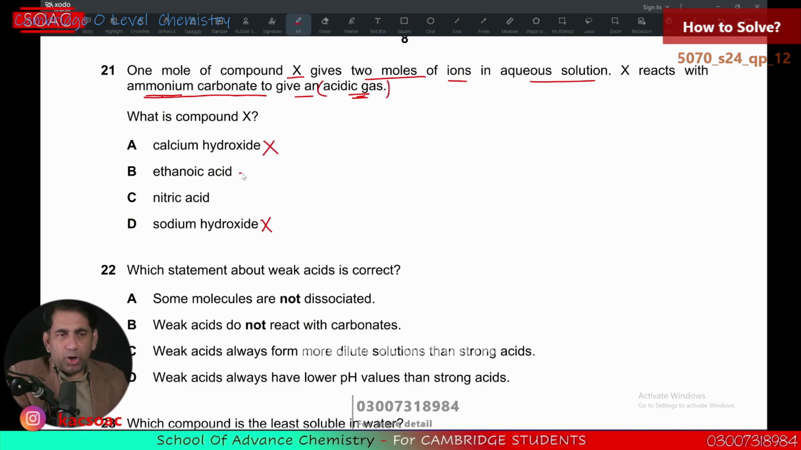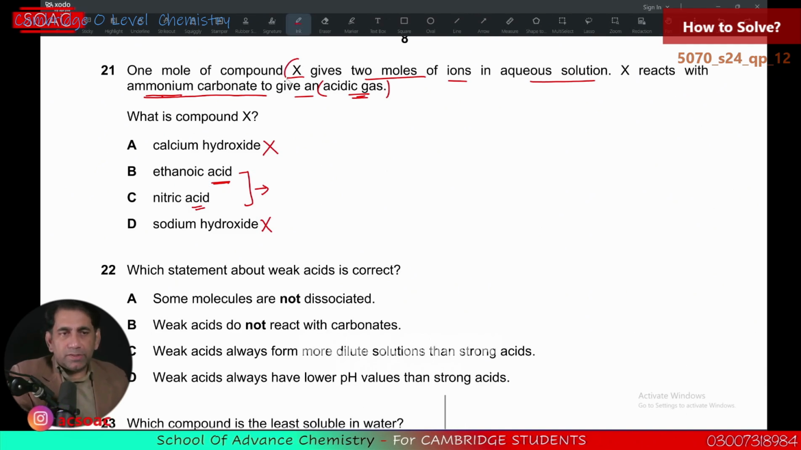So there are two options left behind. Both components are acidic substances. Acidic substances, when they react with the carbonate ion, or any solid carbonate, then they will give CO2 gas. They will make CO2 gas, that is an acidic gas. So acidic component can make acidic gas in this reaction. Now the next thing is, which one, B or C, is the correct option?